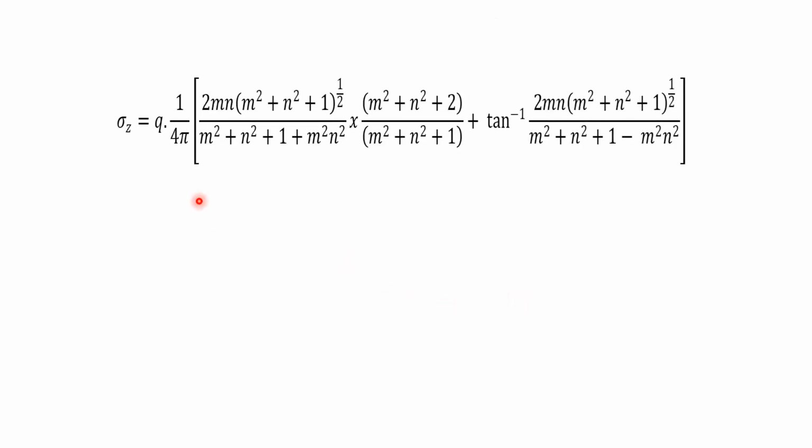Now we can see the formula. Sigma z is equal to q into 1 by 4 pi. In the bracket, you can see a long equation is given. So M and N in this equation, once you know the values of M, N, and q, we can calculate the vertical stress at the corner of the rectangular footing at any depth, right?